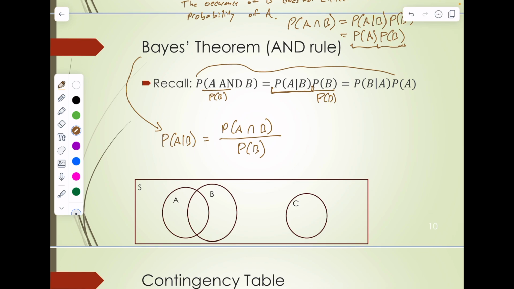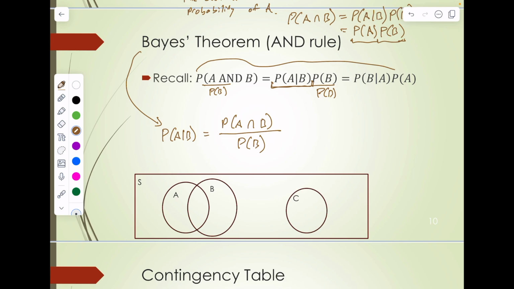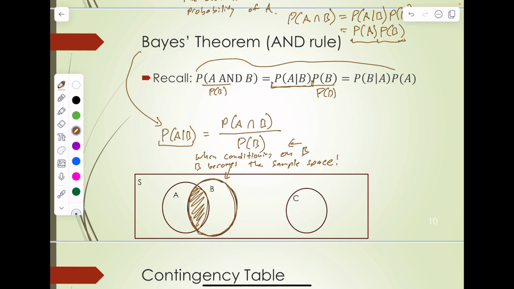This tells us something very interesting. So the probability of A given B has the probability of B in the denominator. Pictorially, it's this area here divided by this whole area. So you think of B as the sample space. So when you're conditioning on B, B becomes the sample space, and now the event we're interested in is just where A and B intersect. Okay, so that is yet another way of thinking about conditional probability.